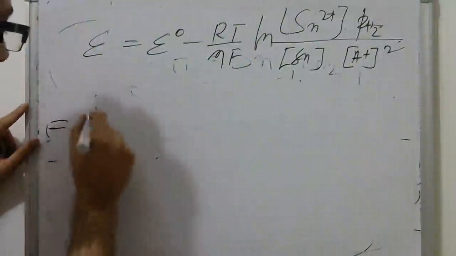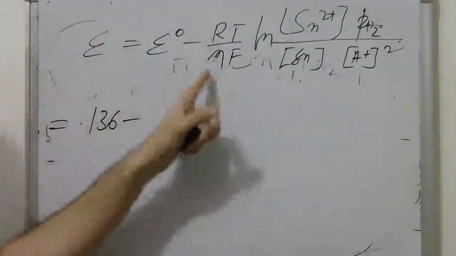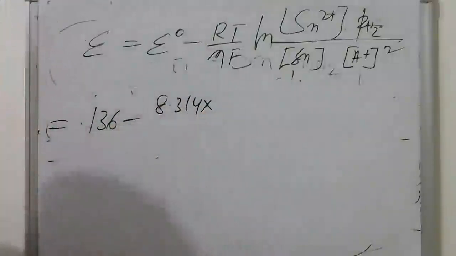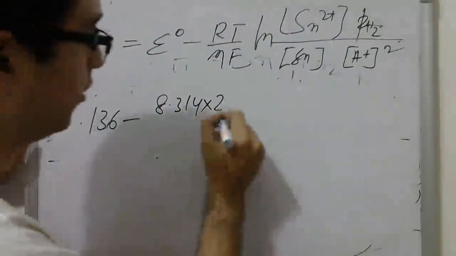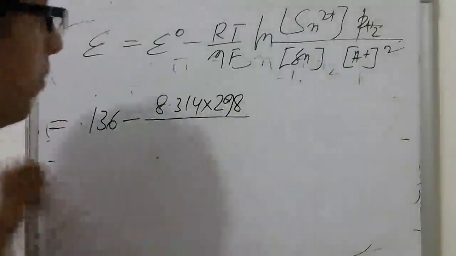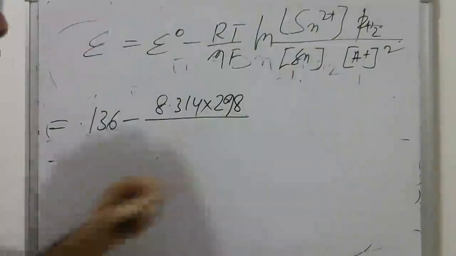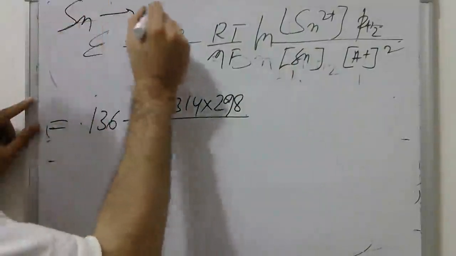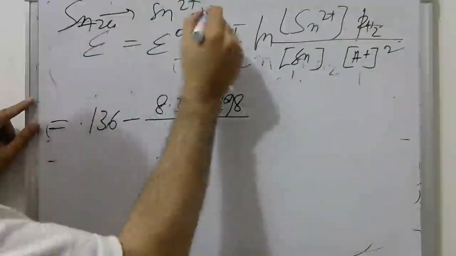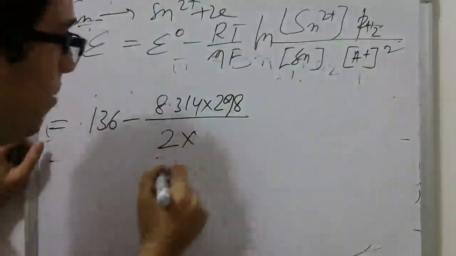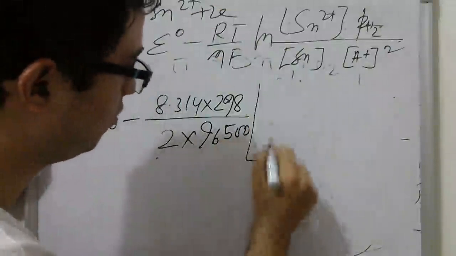So it will be 0.136 minus RT by nF. If you just substitute all those, 8.314 multiplied by the temperature. I guess it's 25 degrees centigrade, right? Room temperature, 298 K, divided by how many electrons? It's been given also. Simply there are 2 electrons, Sn goes to Sn2+, so N is 2. It leaves 2 electrons. So 2 multiplied by Faraday's constant 96500.